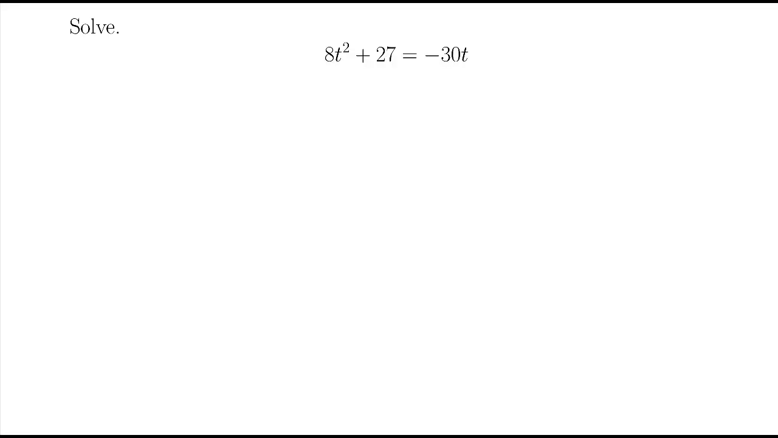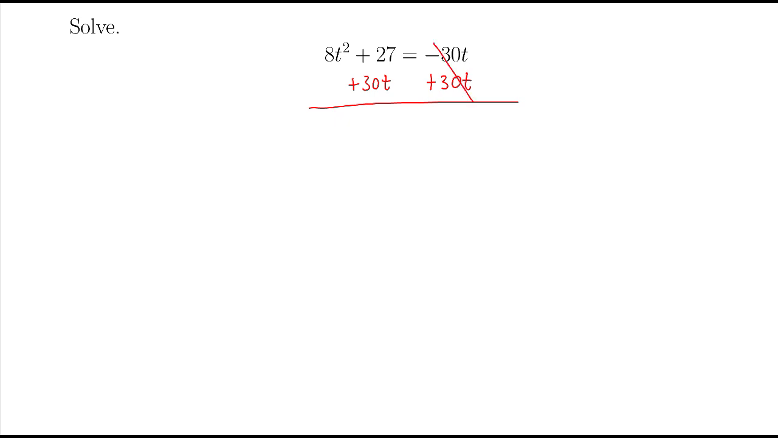Let's solve the equation 8t squared plus 27 equals negative 30t. Okay, we can't solve a quadratic equation like this without getting the entire thing set equal to 0. At least that's primarily how we're doing these. So I'm going to get rid of the negative 30t term by adding 30t to both sides of the equal sign. Remember, you eliminate terms by adding or subtracting.